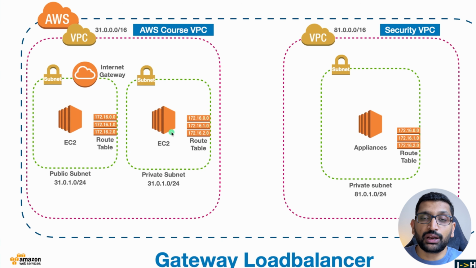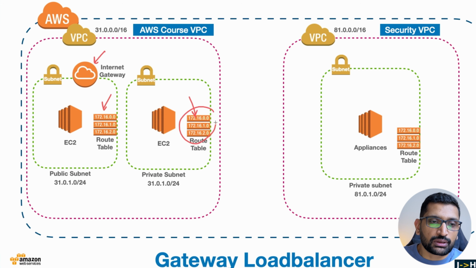So let's first try to create the subnet, and then we are going to take a look at the internet gateway and the route table, and this will be done here as well. In the private subnet, we will only focus on the route table in our security VPC as well as in our AWS course VPC. But let's try to create the subnet first, which is this one, and this one.